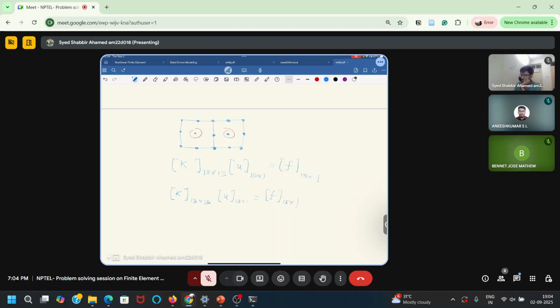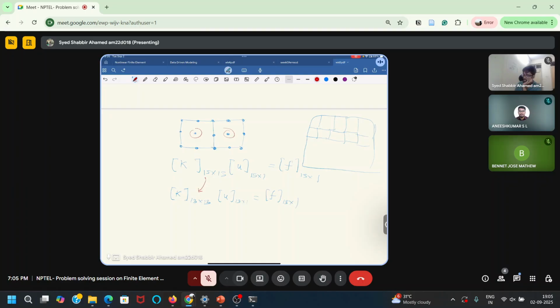If I have, let's say, a very big plate with thousands of elements, a lot of elements, I'm just explaining with two because it's easier to explain. So now you can see that we have successfully reduced the size from 15 to 13. Obviously, if I have a smaller matrix, it is easier to deal with. I can easily invert 13 cross 13 compared to 15 cross 15, because fewer calculations are required.